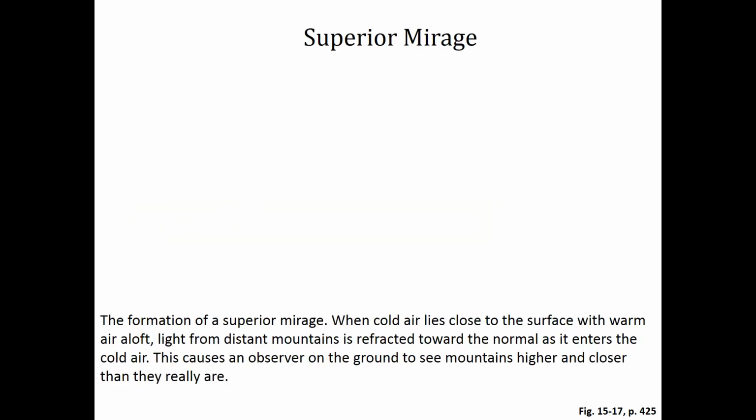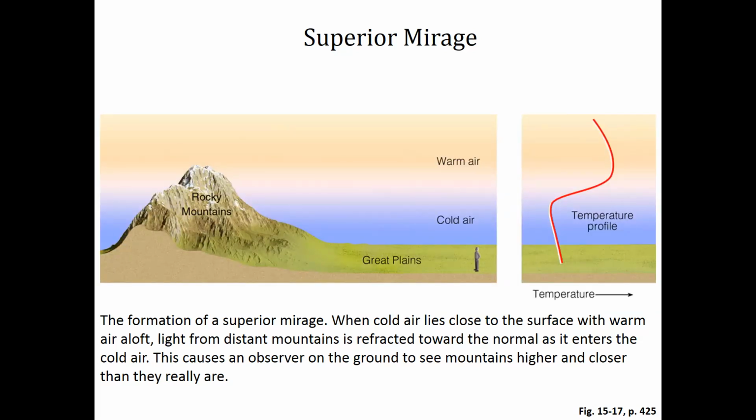A second type of mirage is called a superior mirage. In the case of a superior mirage, you have cold air near the ground and warmer air higher up. If you don't recall from class, we call this an inversion. So an inversion occurs when you have warmer air higher up, and so temperature actually rises once you get to a certain height. Normally temperature drops as you travel up in the troposphere, but in this case you have a warm layer higher up, and so temperature increases.